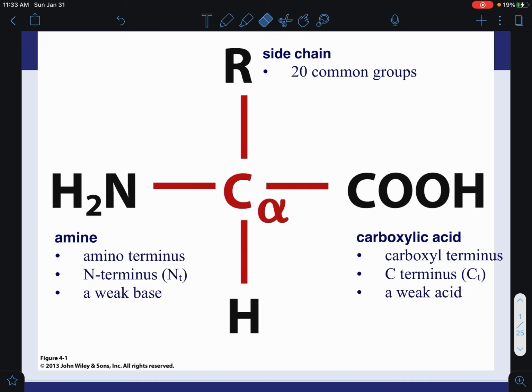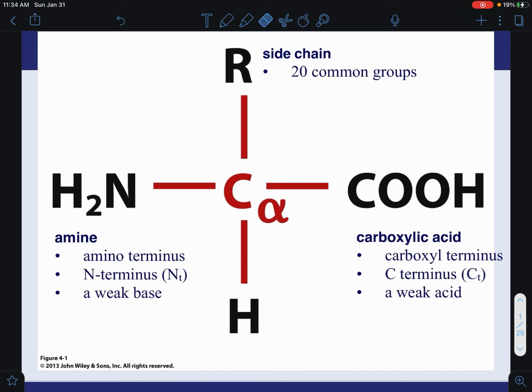So the first thing that I want you to know is that amino acids are the building blocks of proteins, and proteins do all types of various functions throughout our body. So just think about amino acids as very important molecules in our body.